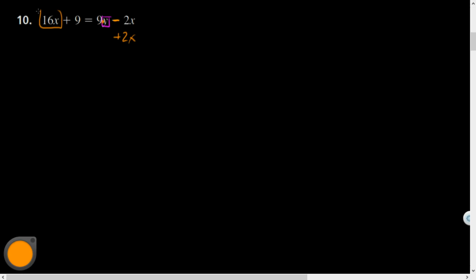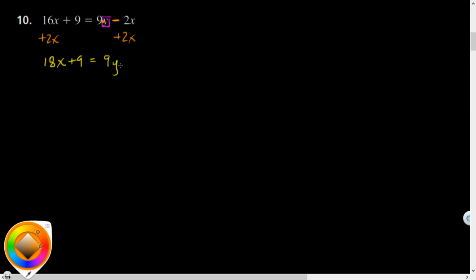And hey, look at this. There's actually another x term over here. So let's add 2x underneath that, and we'll combine those like terms. 16x plus 2x is 18x, plus 9 equals, those x's canceled out, I've got 9y.